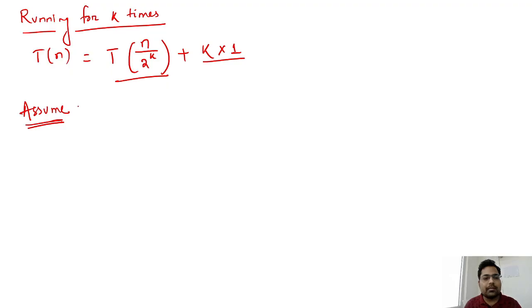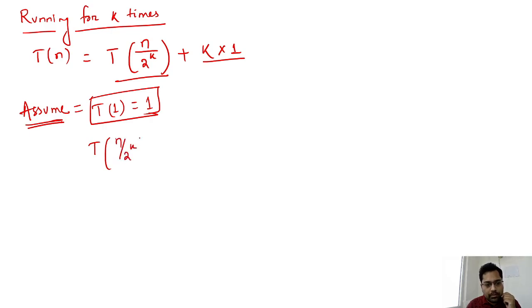We say we have reached the base condition. Assume the base condition we have reached, where we said T(1) is 1, the base condition. What exactly we are going to assume is the function n to the power k is equivalent to our base condition.